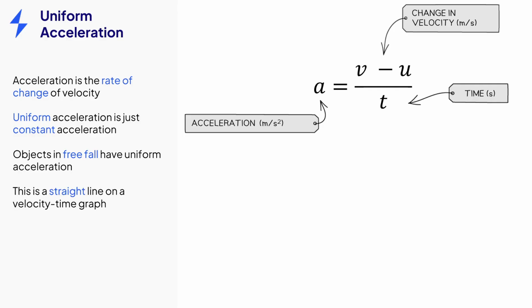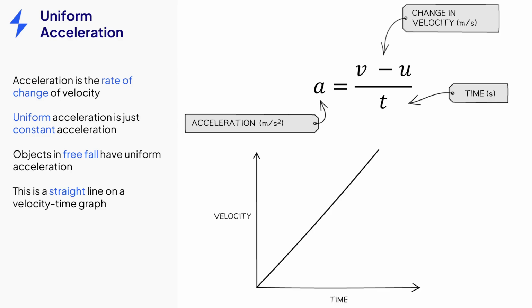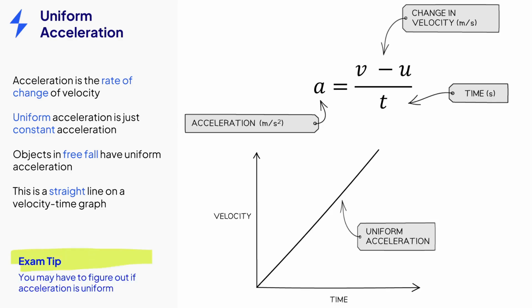On a velocity time graph, this is represented with a straight line because the gradient is constant. You won't always be told that acceleration is uniform. Sometimes you need to figure this out from information in the question.